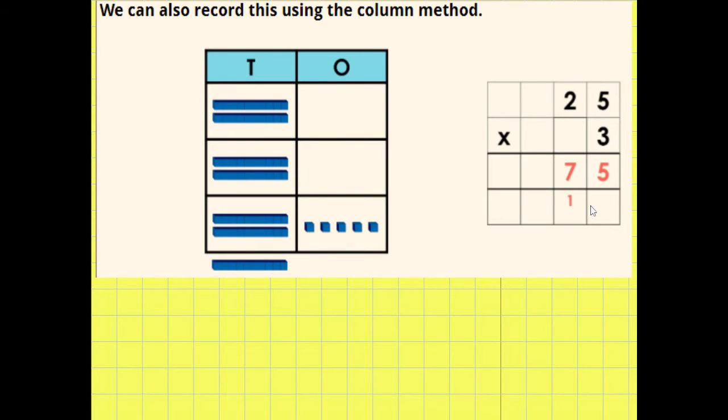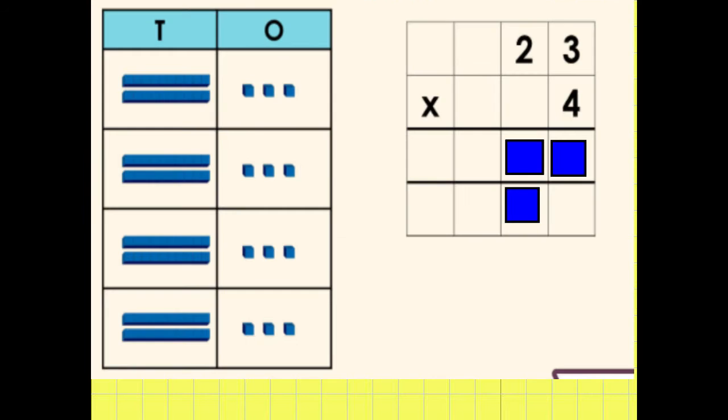Okay, we do something very similar when we're doing column addition. When it goes over 10, we exchange it and take it into that next column. Okay, so it's very, very similar to that. So let's try this one. Again, we're going to be exchanging, so work carefully.